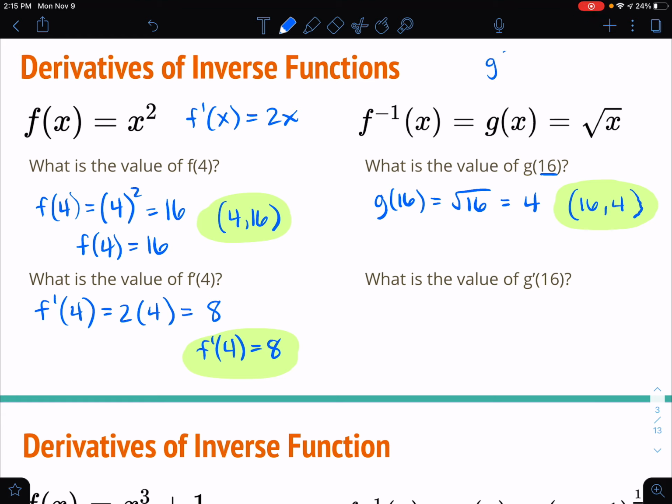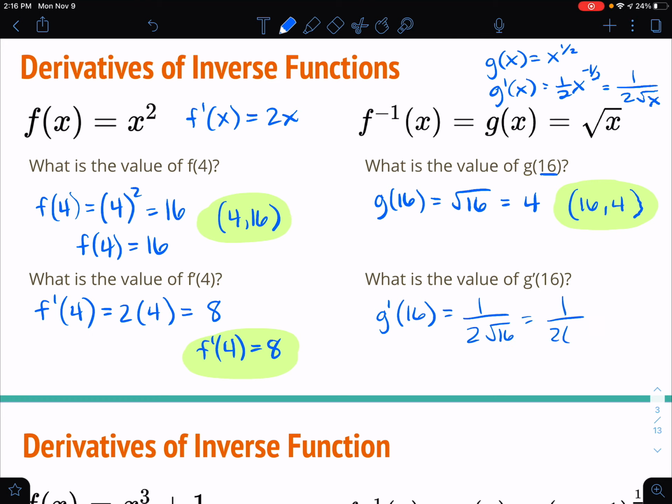Now the new pattern we want to figure out is, what is g prime of 16? Well, let's make sure we know g of x is going to be x to the 1/2. So g prime of x is going to be 1/2 x to the negative 1/2, which is 1 over 2 square root of x. So if I apply g prime of 16, that's going to be 1 over 2 times the square root of 16, which is 1 over 2 times 4, which is going to be 1 over 8. So what do we notice about the slopes here at those points?